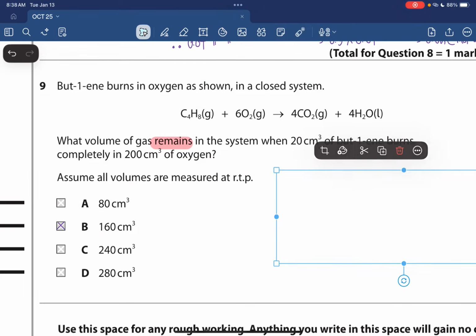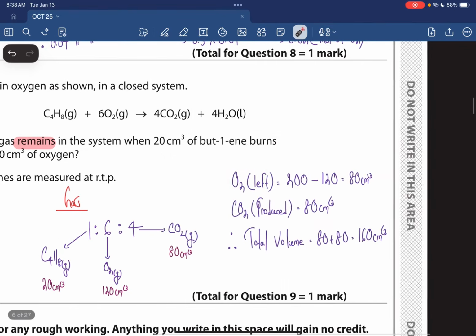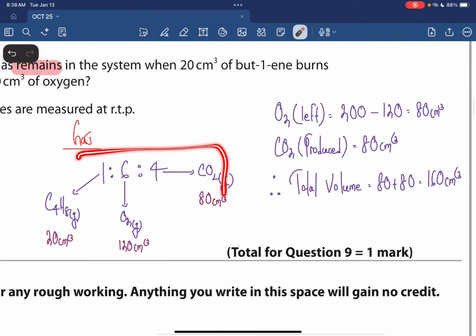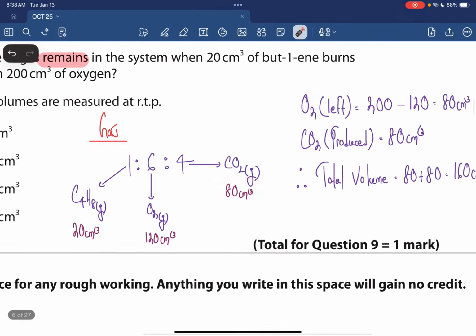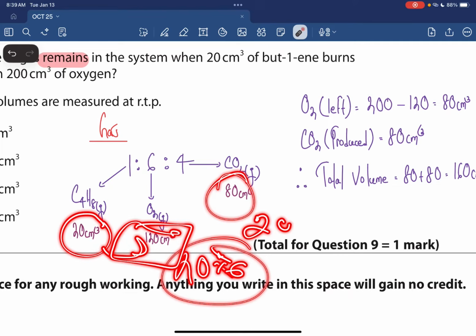Now this is the working. If we first of all see the molar ratios of the gases, for C4H8 it is 1, for oxygen 6, and for carbon dioxide it is 4. Now I know the volume of this is 20, so this should be 20 times 6, 120, and this should be 20 times 4, 80.